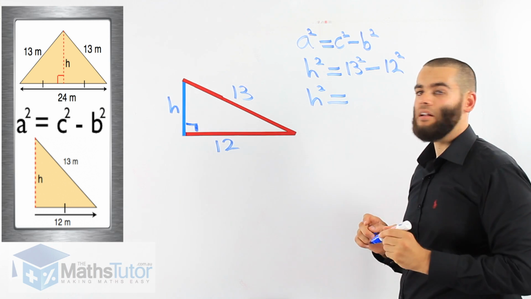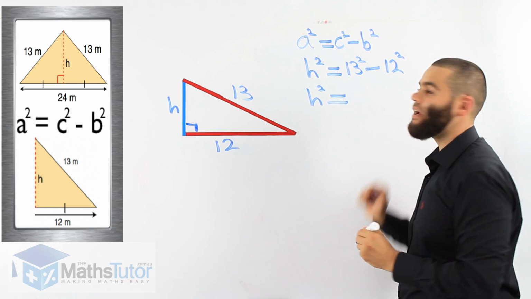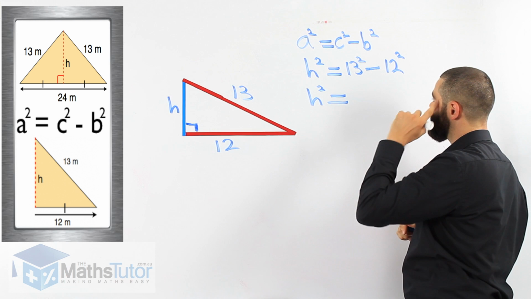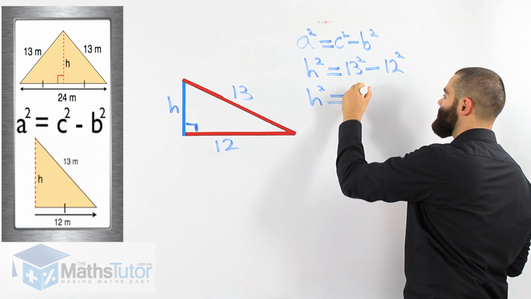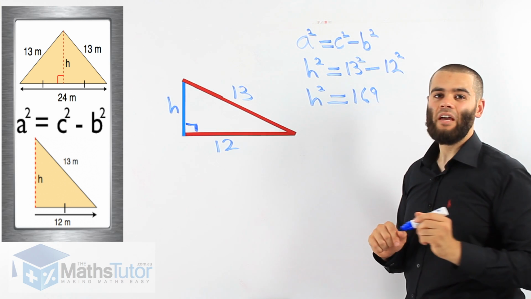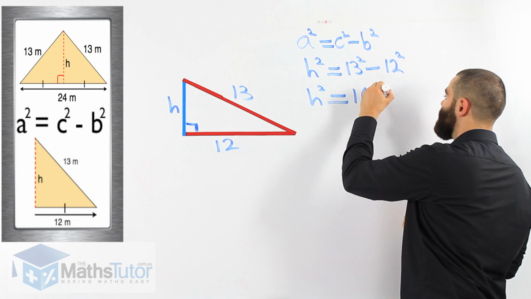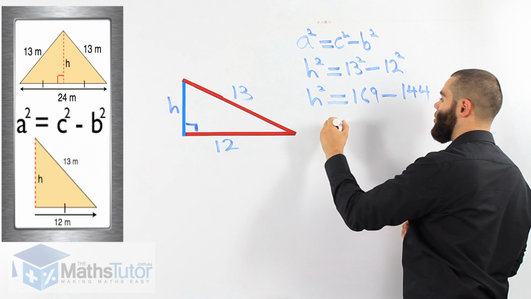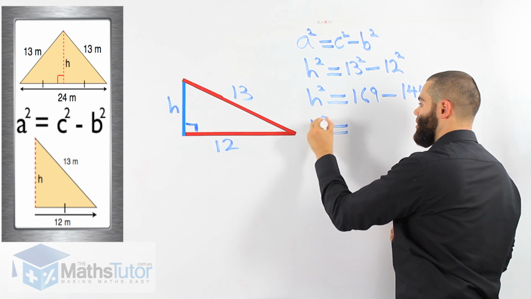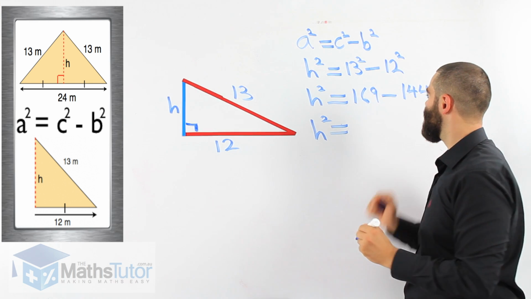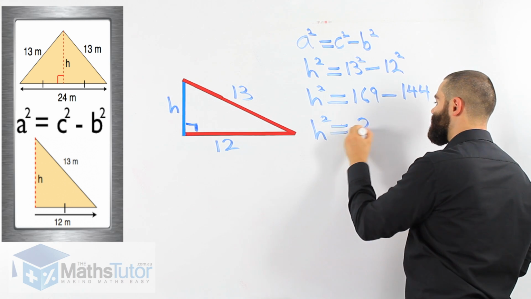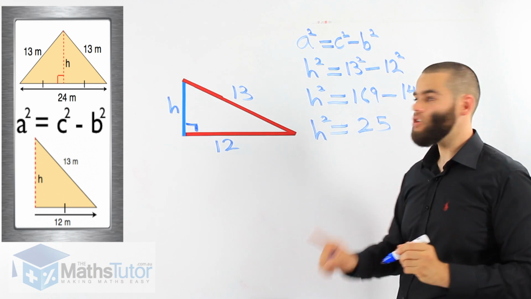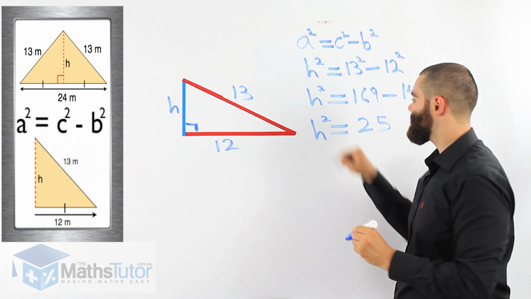You can put it in your calculator. 13 squared, take away 12 squared. 13 squared is 169. Take away 12 squared, 144. H squared, 169 take away 144 is 25. We want H, we only need H, not H squared.